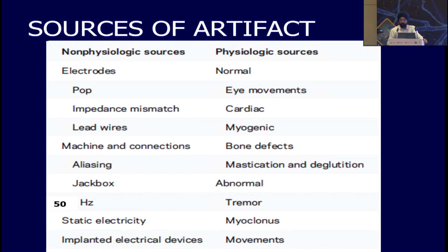So, what are the common sources of artifacts? Physiological, which is quite common: normal eye movement artifacts, cardiac, myogenic, bone defects, mastication and deglutition, and abnormal movements like tremor, myoclonus, or other movements. Then you have non-physiological sources like electrodes, which are used to record the activity. You can have a pop, impedance mismatch, lead wires, machines and connections, which can have an aliasing phenomenon or a jackbox defect, 50 Hz artifact, static electricity artifact, and implanted electrical devices like a pacemaker can cause an artifact.